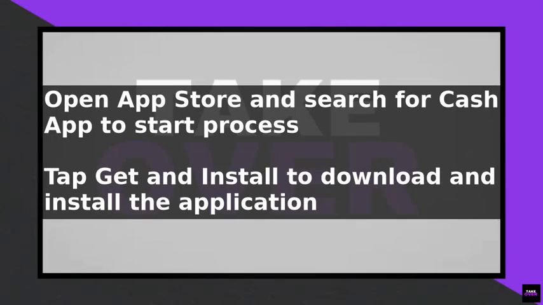To make a Cash App account on your iPhone, start by opening the App Store and searching for Cash App. Tap the Get button next to the Cash App icon. Then tap Install to download and install the app. Once the app is installed, tap Open to launch it.